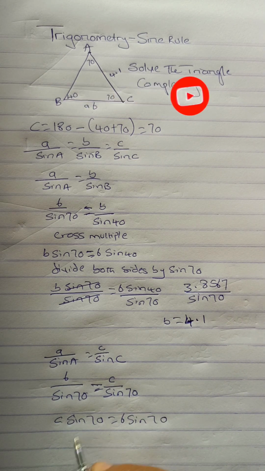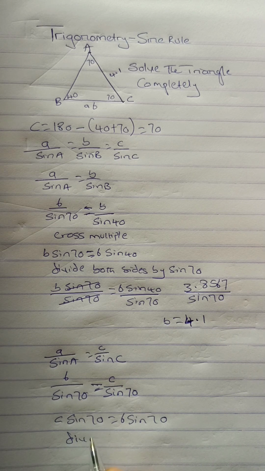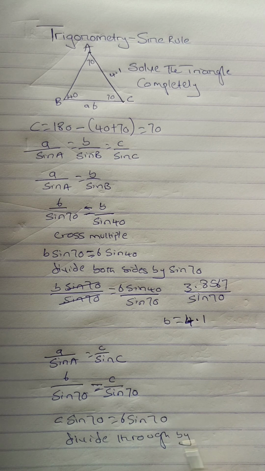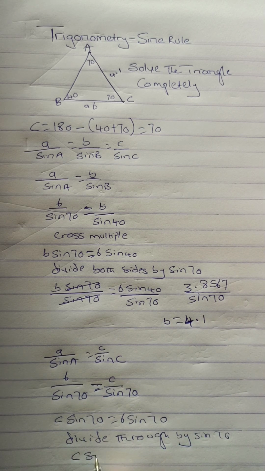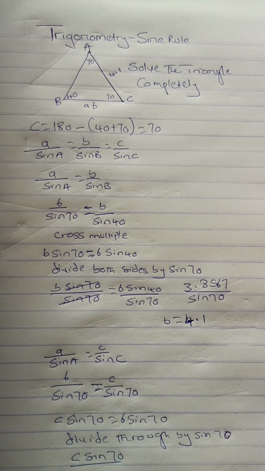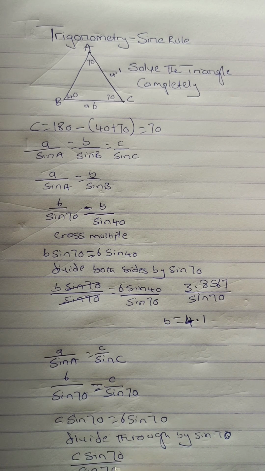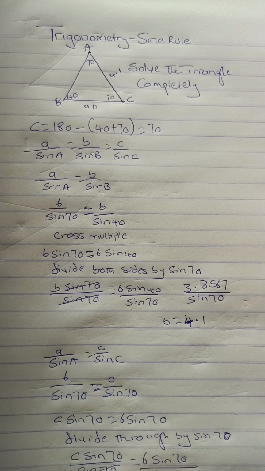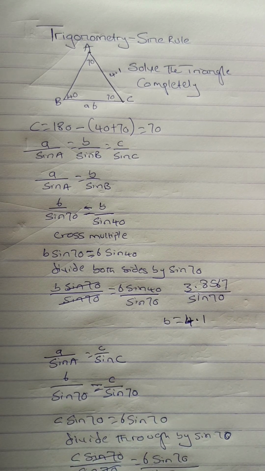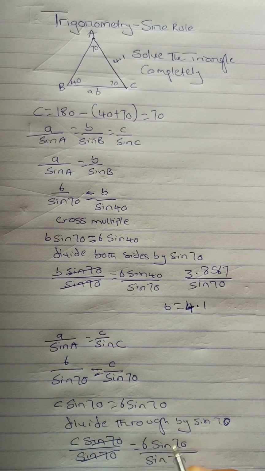So now what do we do? Divide through by sine 70, so that c can stand alone. So c sine 70 divided by sine 70 equal to 6 sine 70 divided by sine 70. So this cancels out this, and what do we have left? We have c standing on its own.